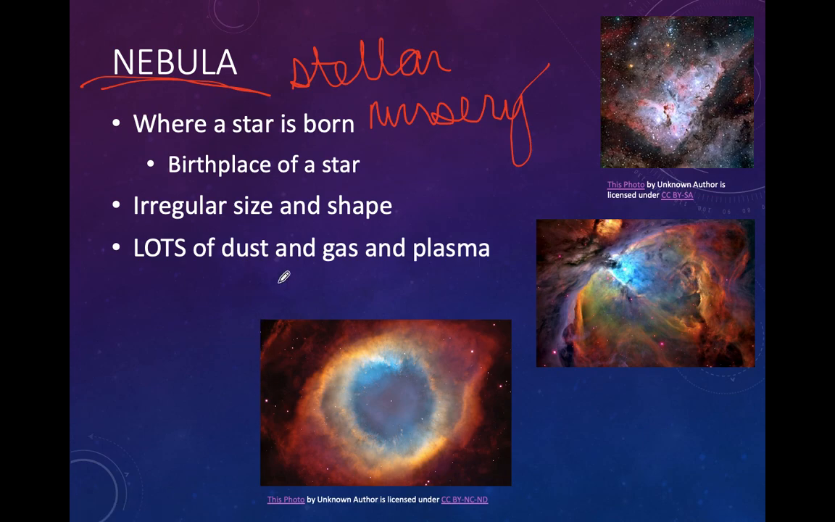Inside of a nebula is a bunch of dust, and this dust is typically carbon, gas, and plasma. So we have dust, which is carbon. It's also hydrogen and helium, gas, and plasma. And all this is swirling around, and eventually it gets hot enough and dense enough that we can form a star.